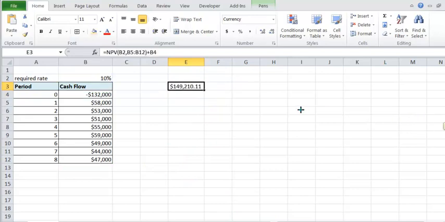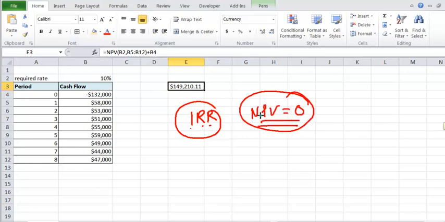Next, let's see what is IRR. IRR is called the internal rate of return. IRR is that rate which will make the NPV equal to 0. One of the things about the IRR is we assume that all the cash flows which are coming get reinvested at the IRR rate. So that's why you find that NPV will be equal to 0.